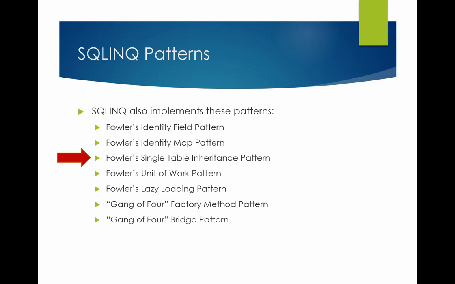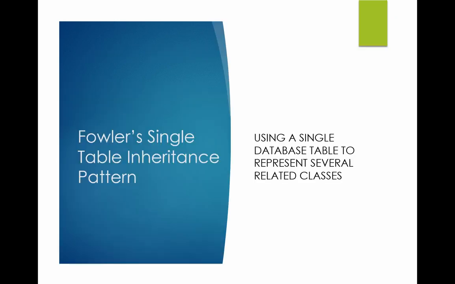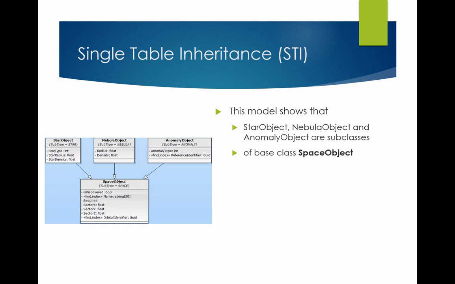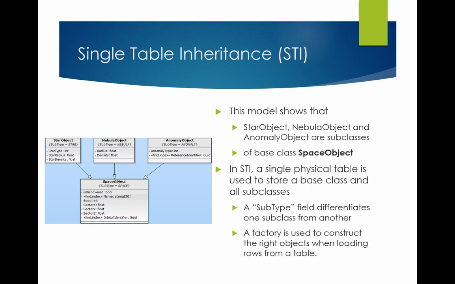So the next pattern is a single table inheritance pattern. Basically what this does is it allows you to use a single database table to represent several related classes. So here's an object. This is actually from one of the games that I'm writing. It shows that a star object, a nebula object, and an anomaly object are subclasses of a base class called space object. And what single table inheritance does is it uses a single physical table, so one table, to store the base class and all the subtypes.